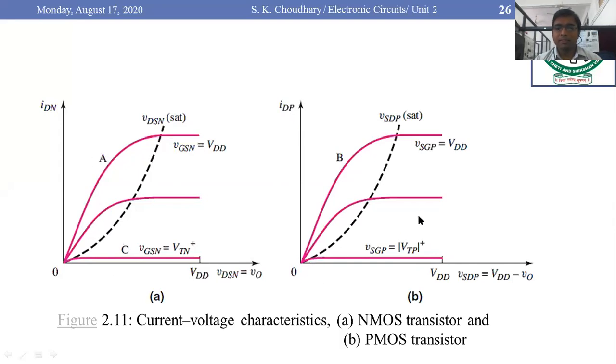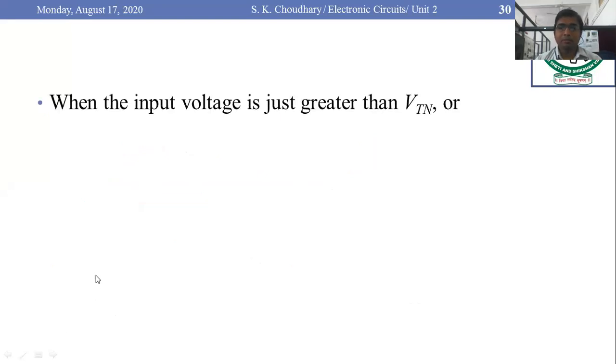Similarly, in the PMOS characteristics, according to the variation of the source to gate voltage of the PMOS transistor, there are three curves, and there is a marking B. These are the transition curves in both diagrams, representing the drain to source saturation voltage of the NMOS and the source to drain saturation voltage of the PMOS. I hope you have drawn these diagrams. Now we are going to discuss these characteristics.